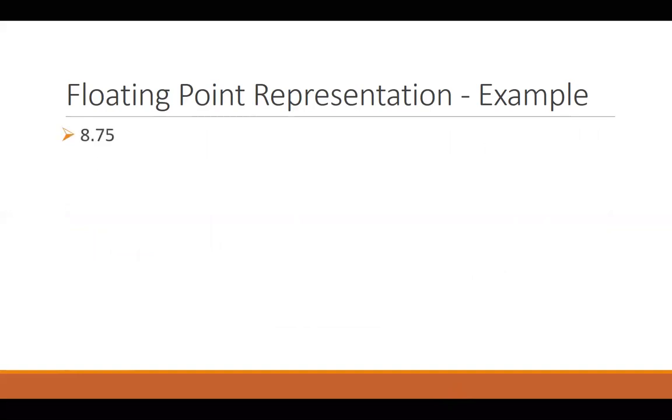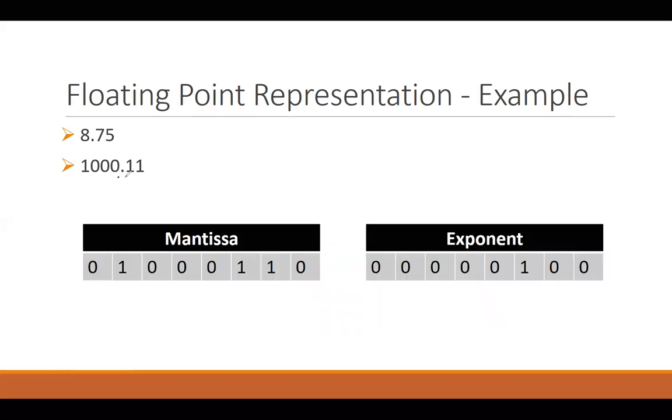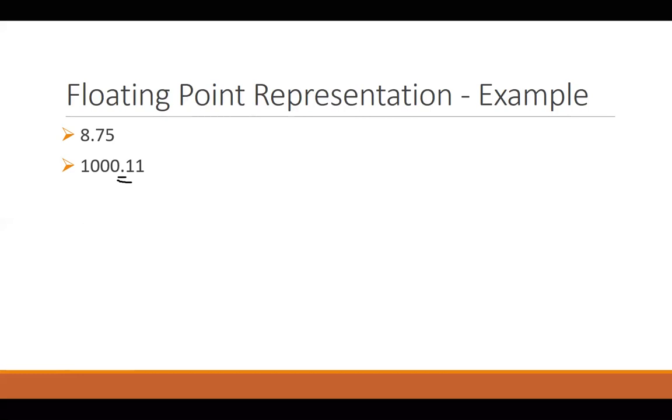Let's consider this value, 8.75. When you convert it into binary, using the method we reviewed in the earlier slides, it is going to become 1000.11. Now, what I'm going to do is change this place.